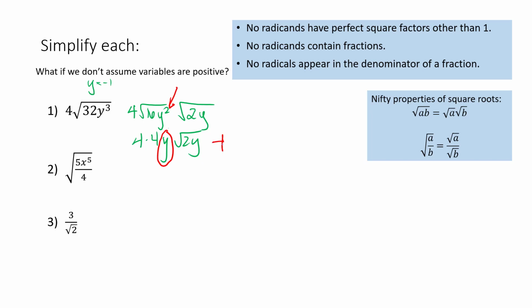So there's this nitpicky thing that you would have to do. You'd have to write this as 4 times 4 times the absolute value of y, root 2y, to really make this accurate. So you'd write your answer as 16 times the absolute value of y times the square root of 2y. And that is kind of a picky thing, but it is something that the book does, and I just wanted you to be aware of it.